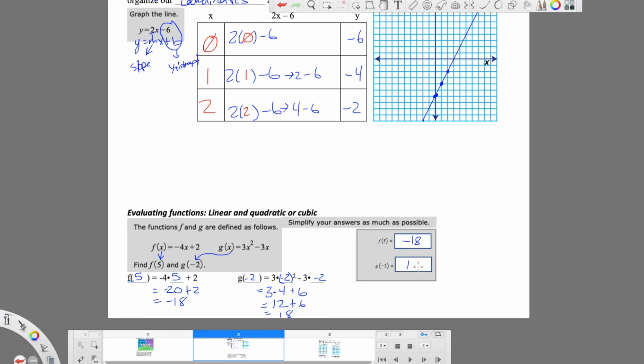So by chance it was negative 18 and positive 18. That was just a coincidence. You're not going to end up with negatives and positives like that each time. It was just purely a coincidence for the two equations that they decided to put on here, or two functions.